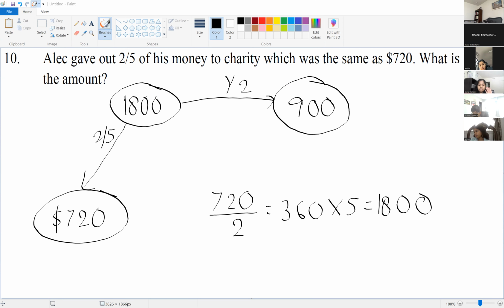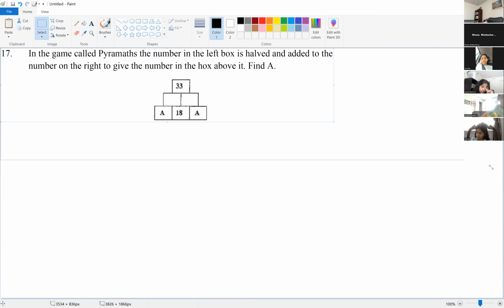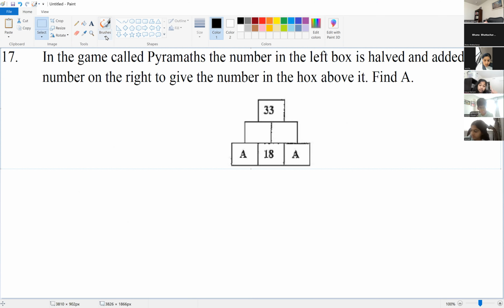A lot of you asked me during the placement test about this question. I skipped this. Hold on. Okay. Arush, did you do number 17?